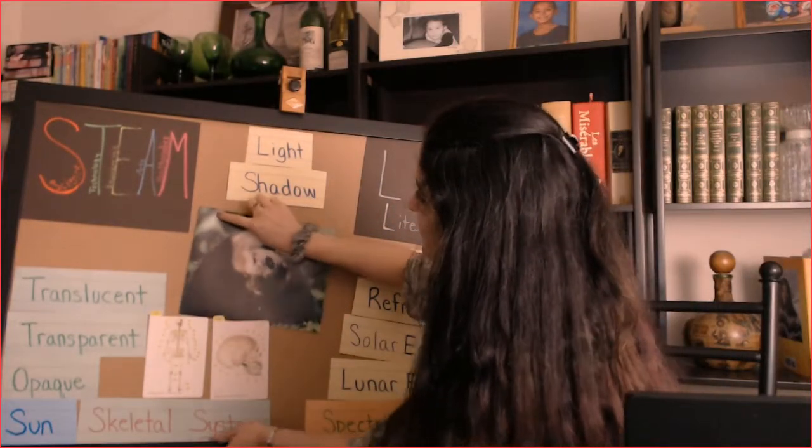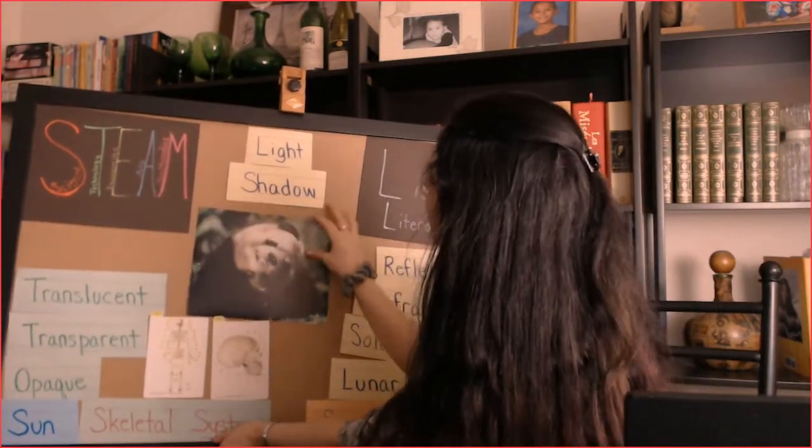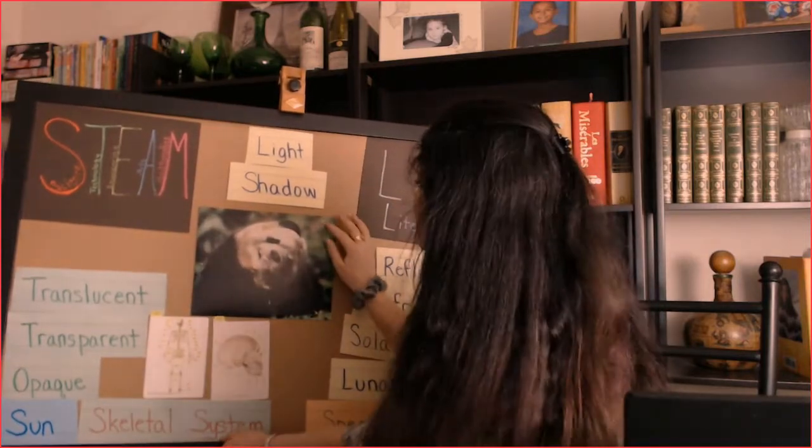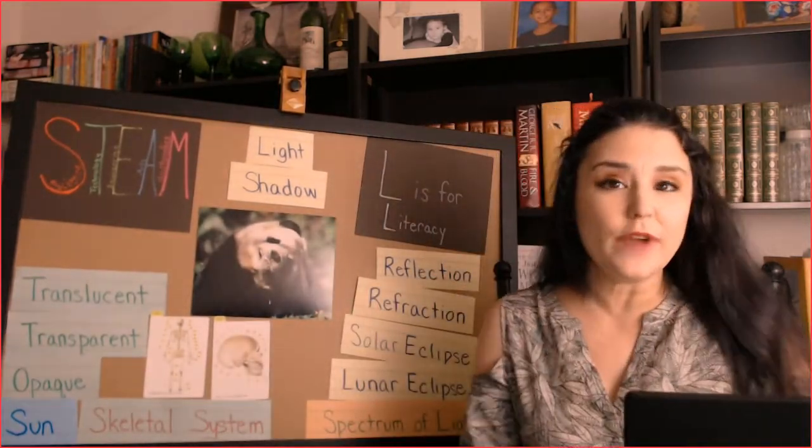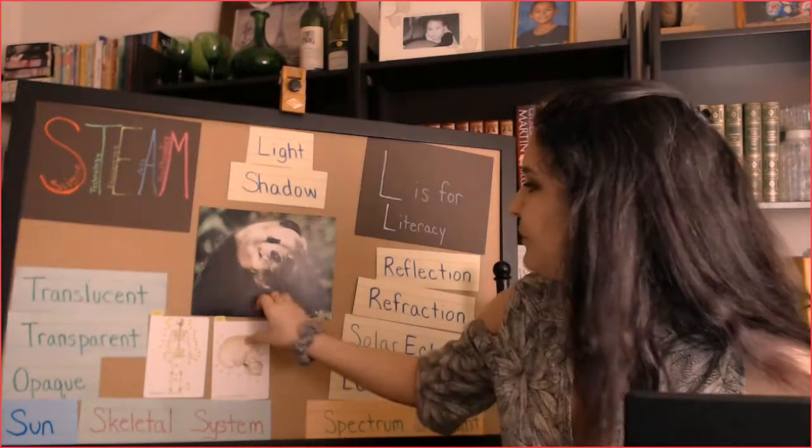Rainbows are just the spectrum of light. A rainbow is how we can see the whole spectrum of light. Every color in the rainbow is in white light.